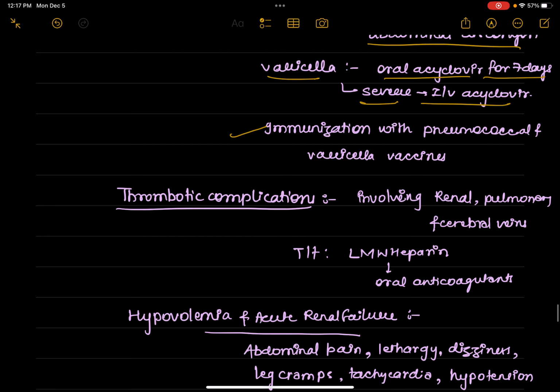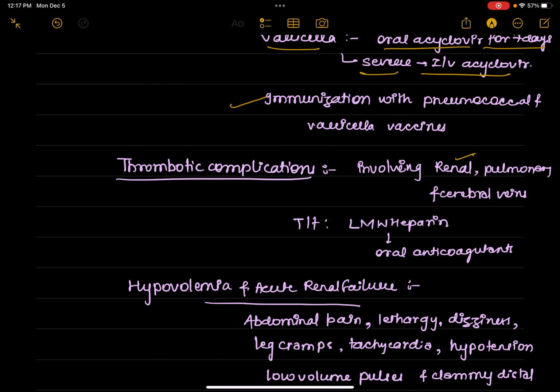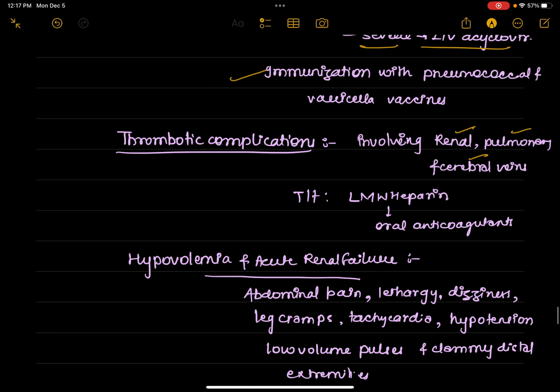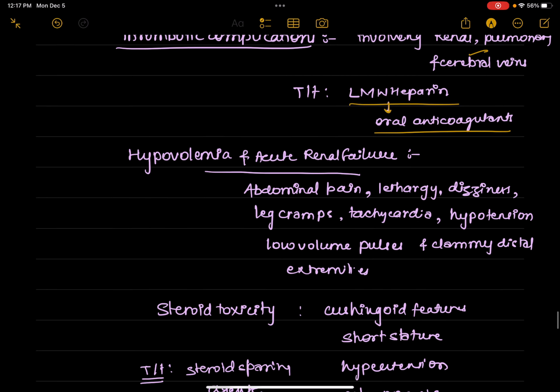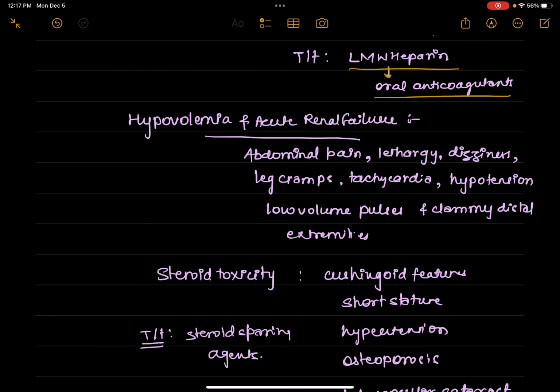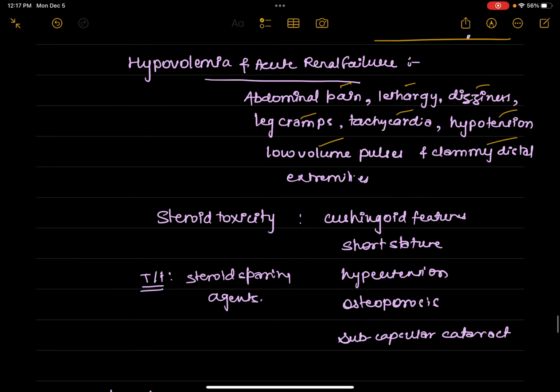Thrombotic complications. This will involve renal, pulmonary and cerebral veins, and the treatment is low molecular weight heparin, and then it is followed by oral anticoagulants. Hypovolemia and acute renal failure. The features are abdominal pain, lethargy, dizziness, leg cramps, tachycardia, hypertension, low volume pulses, clammy distal extremities. And the therapy is steroid for hypovolemia and acute renal failure.